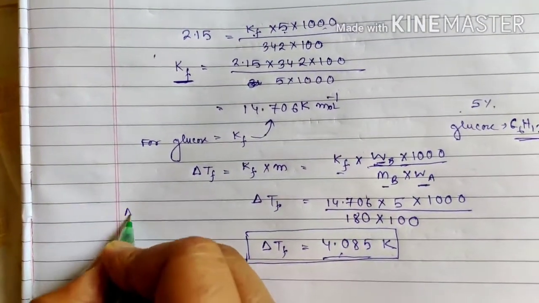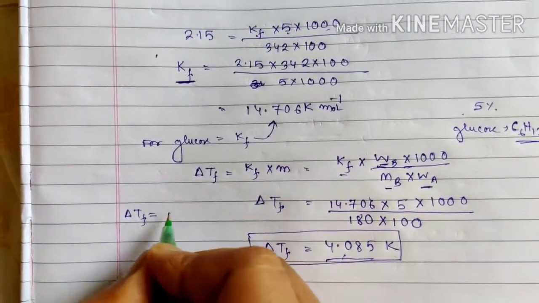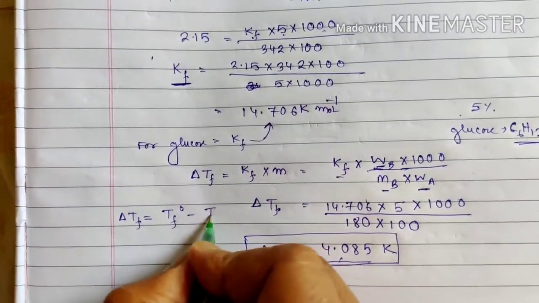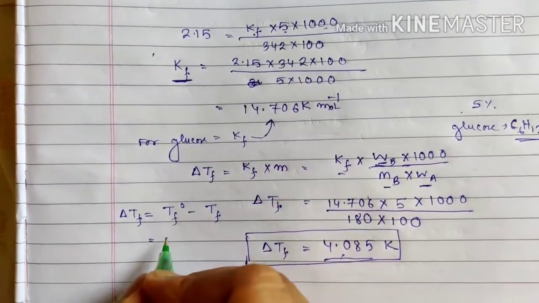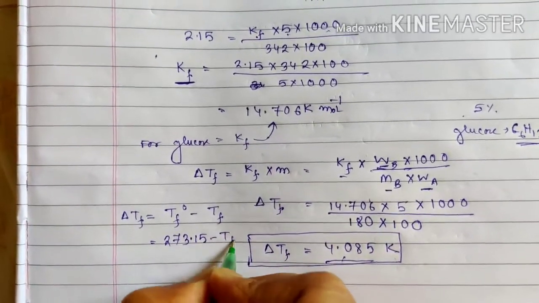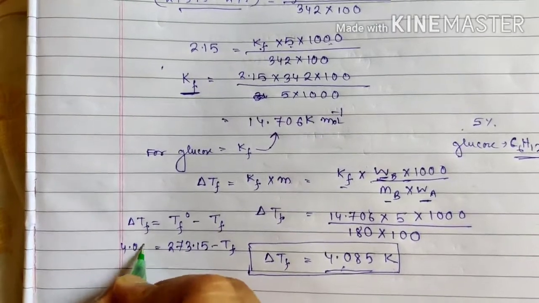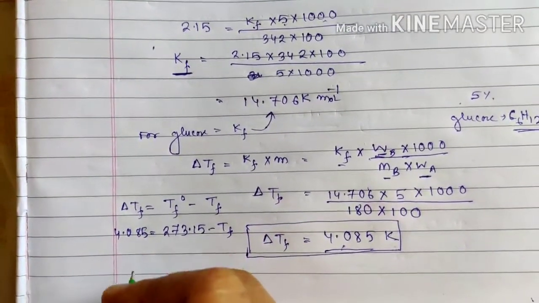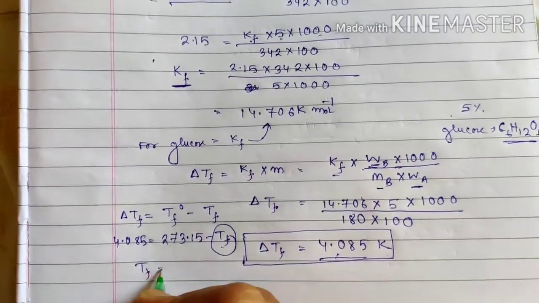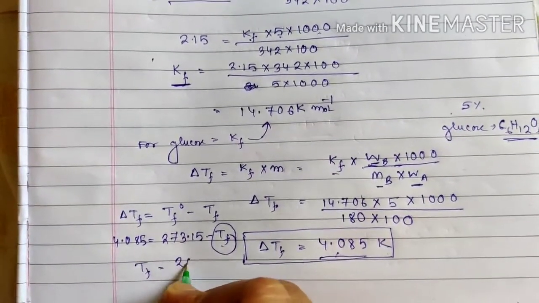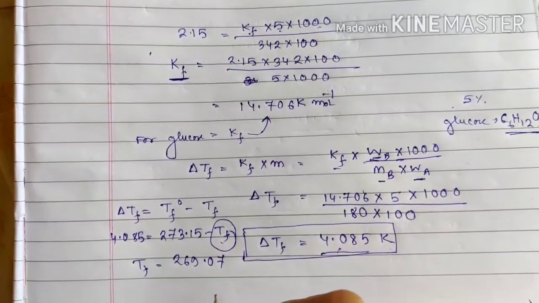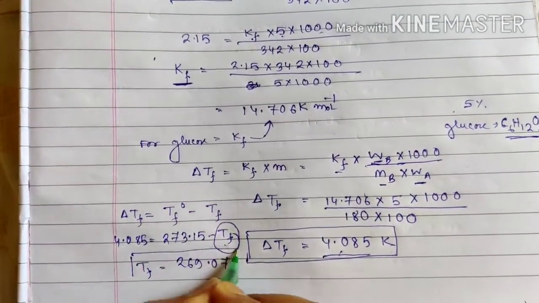So obviously we know that delta Tf is equal to Tf0 minus Tf. So it is 273.15 minus Tf is equal to 4.085. So obviously this value Tf will be 269.07. So this is the final answer.